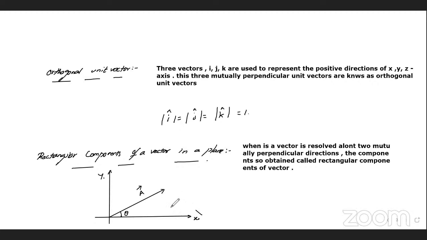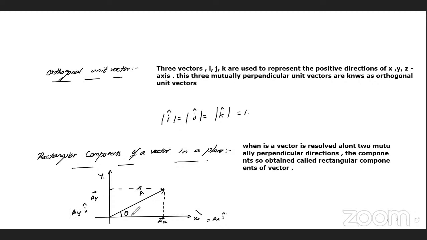With respect to the x-axis, I'll take this component as the Ax vector, and perpendicular to it, the Ay vector. Both are mutually perpendicular to each other, and together they give the resolved vector A. It is similar to the parallelogram law of vectors, but since the components are at right angles, we call it a rectangular component of a vector. To specify the direction, the Ax vector is equal to Ax i cap, and the Ay vector is equal to Ay j cap.